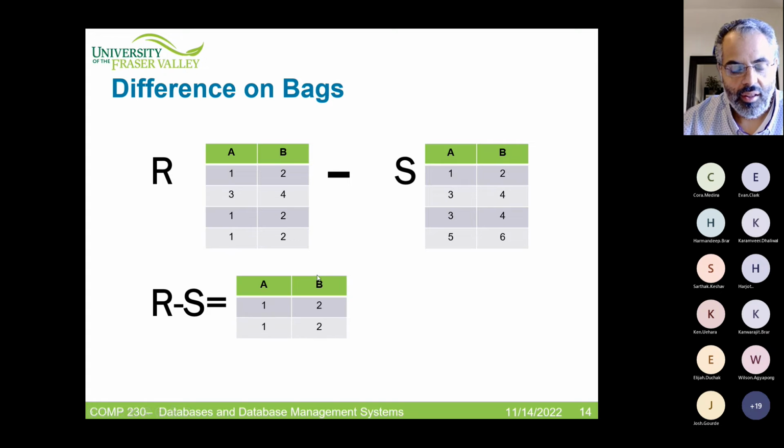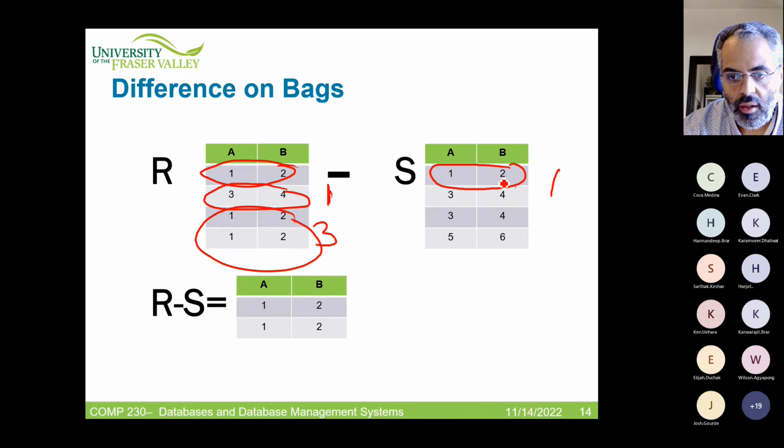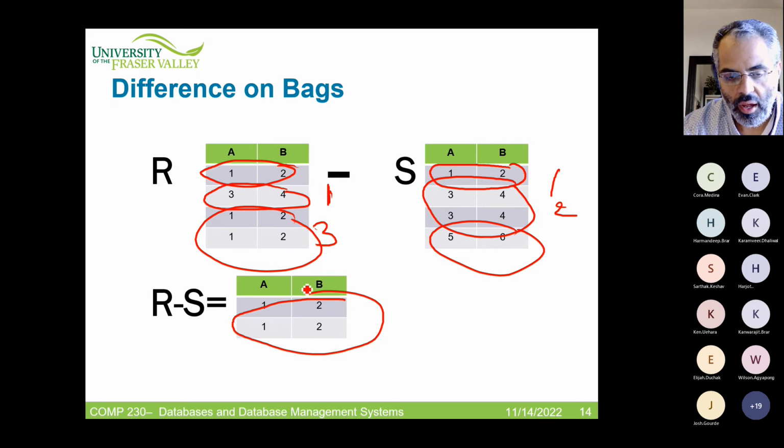In this case, here we have 1, 2 three times, and 3, 4 one time. Here we have 1, 2 one time, 3, 4 two times, and 5, 6. So if we have 1, 2 three times in the first and one time in the second, we have it 2 times more in R. So again, R minus S is what we have in R and don't have in S. 3, 4 we have in R and in S in the same number of instances, so we will not include it in the final result.